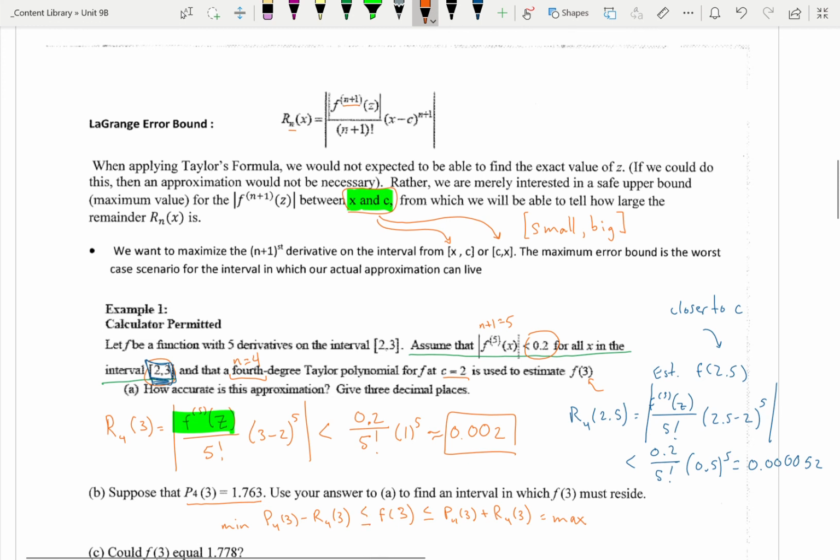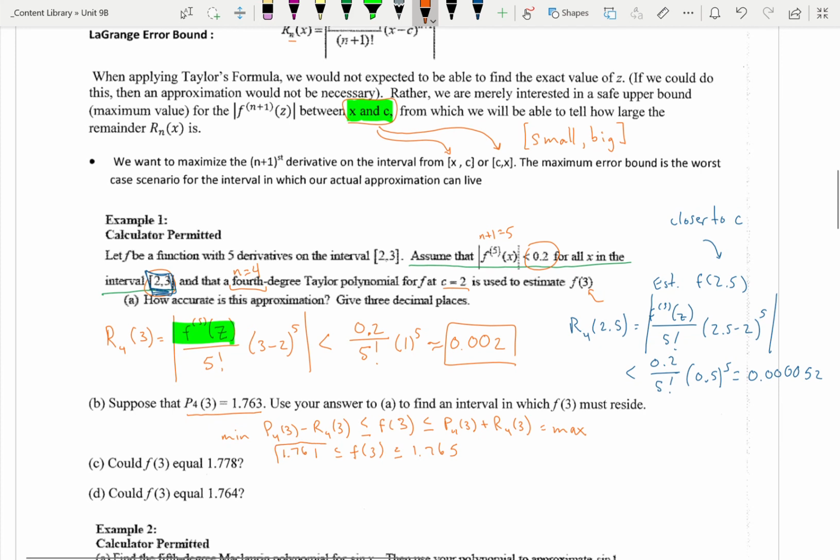So what is P sub 4 of 3 minus R sub 4 of 3? Well, that's 1.763 minus 0.002. So that's 1.761. All right, so that's the lower bound for f of 3. And then when we add 0.002 to this number, we get 1.765. So f of 3 is guaranteed to reside between these two values. Okay? Let me scroll up. Maybe I can box it in here.